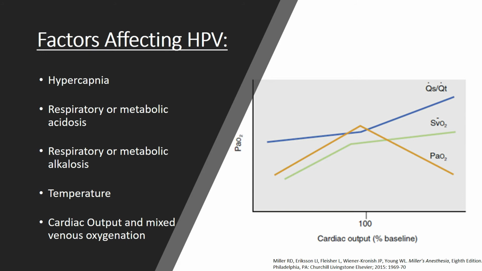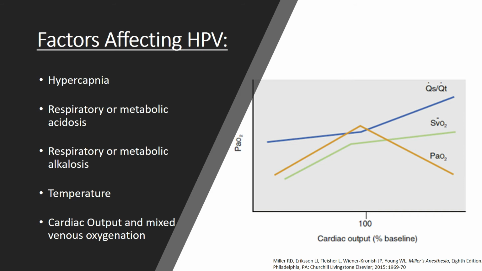There are some important factors that affect HPV. Hypercapnia will increase pulmonary vasoconstriction, and so will respiratory and metabolic acidosis. However, acidosis is expected to produce generalized pulmonary vasoconstriction rather than having regional effects. In contrast, respiratory and metabolic alkalosis cause generalized pulmonary vasodilation and are therefore detrimental to HPV. Similarly, hypothermia attenuates HPV.